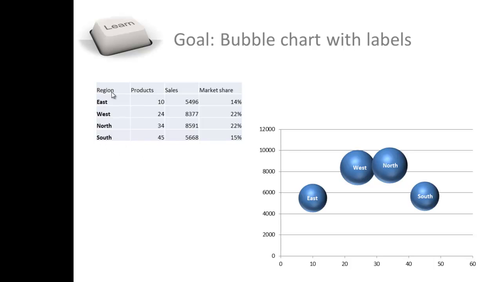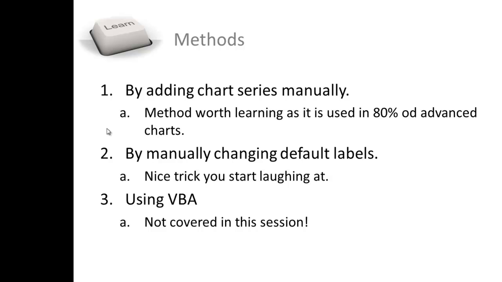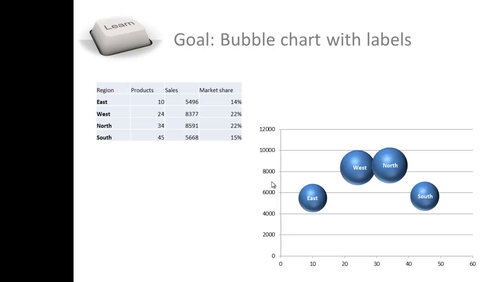So the region is, let's say, column number 0. And the reason is because we cannot include the region when we draw the bubble chart in a quick and dirty way. So the real question becomes how to add the labels, in our case the region, to the bubbles.